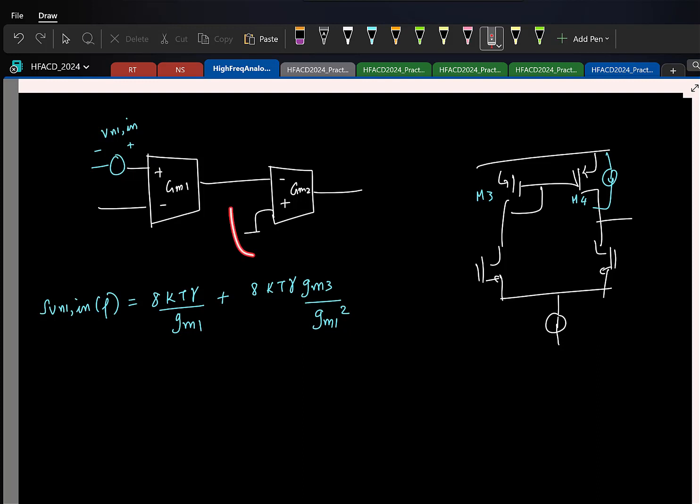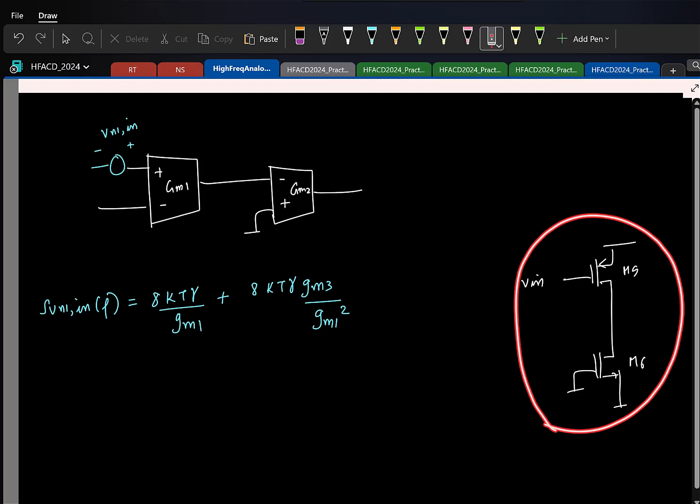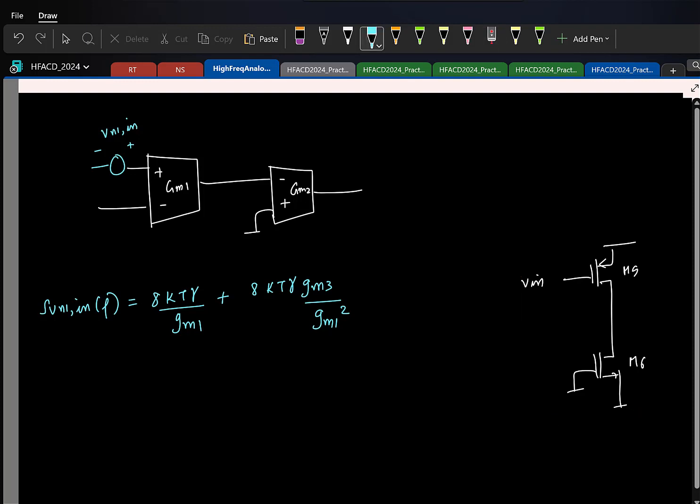So similarly, what will be the second stage? It's a common source. So if the first stage is an NMOS input, the second stage will be a PMOS input. So again, if I quickly draw that, this is where we apply the input, output. So here again, let's say M5, M6, it's okay. So if I find the input referred noise for this amplifier alone, can you guess what that will be?